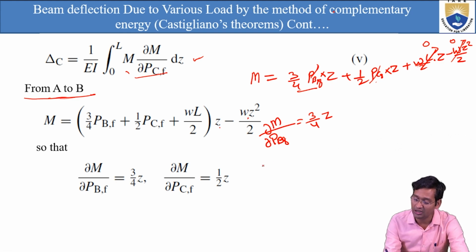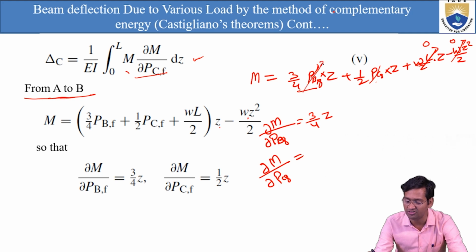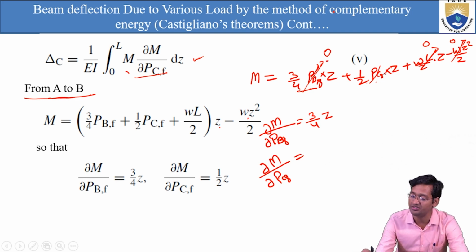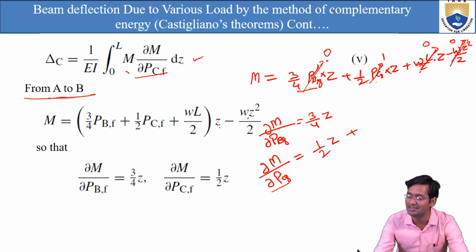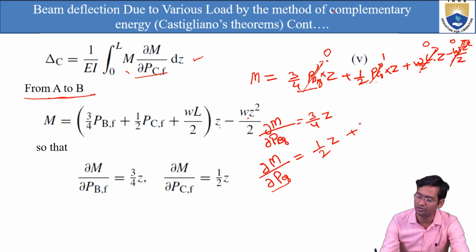Now the same equation, differentiating with respect to PCF. So del M by del PCF equals. This time PCF is not there with this term, so this term becomes constant. PBF is constant, hence differentiation of a constant is 0. Half PCF Z: this time PCF differentiation becomes 1 because we are differentiating with respect to PCF, so half Z. Plus again here PCF is not there, so 0. So WZ square by 2 differentiation is also constant, so it's 0.